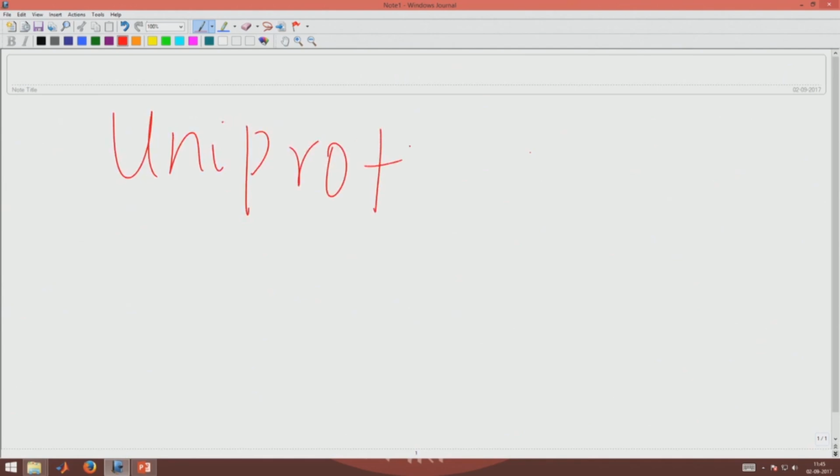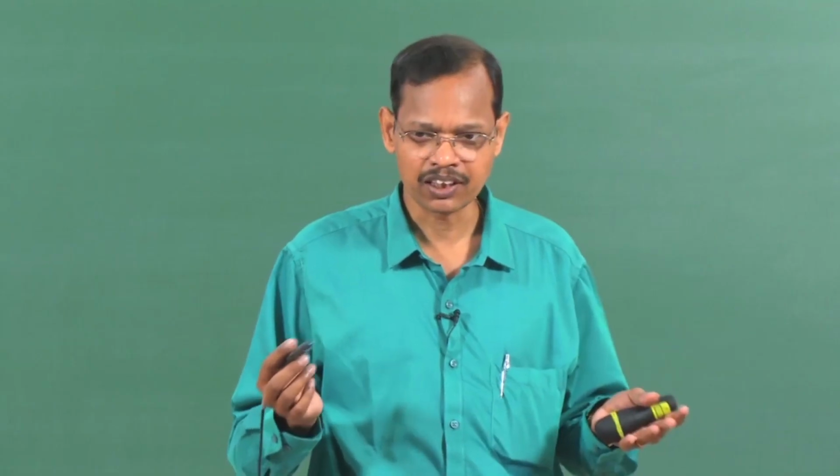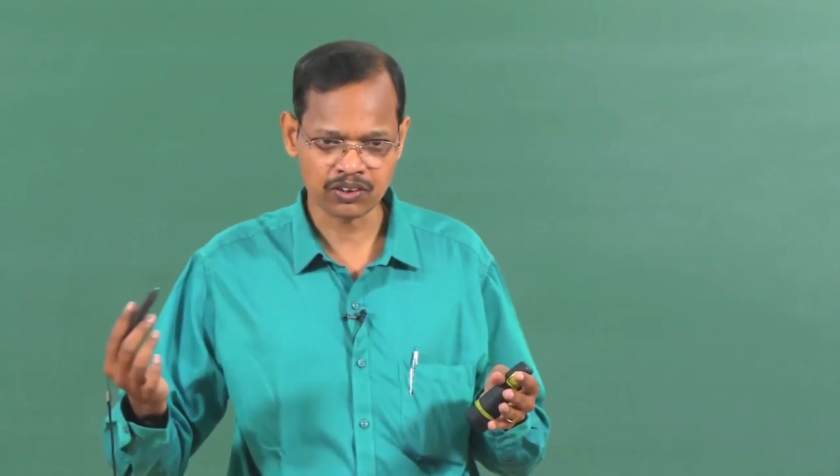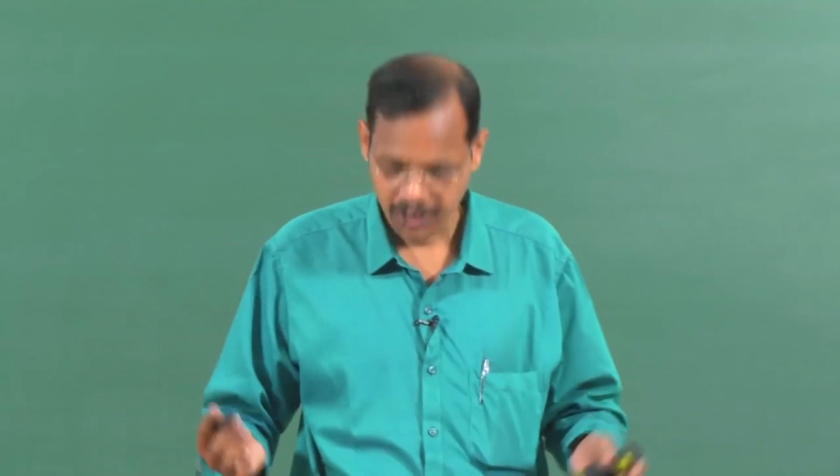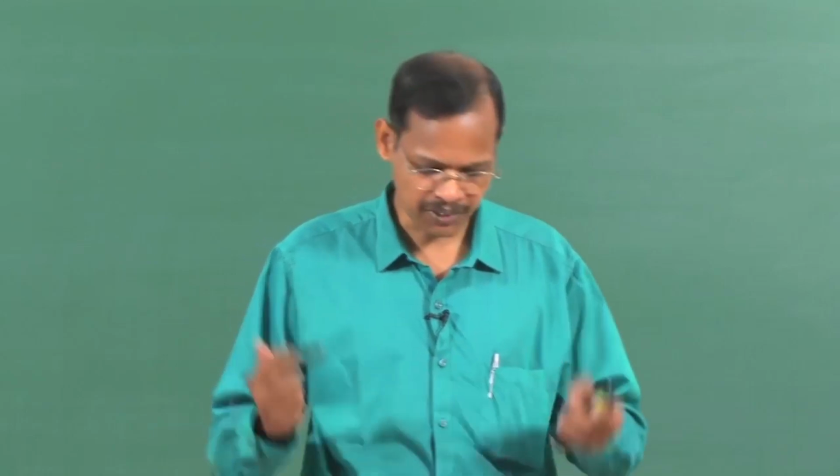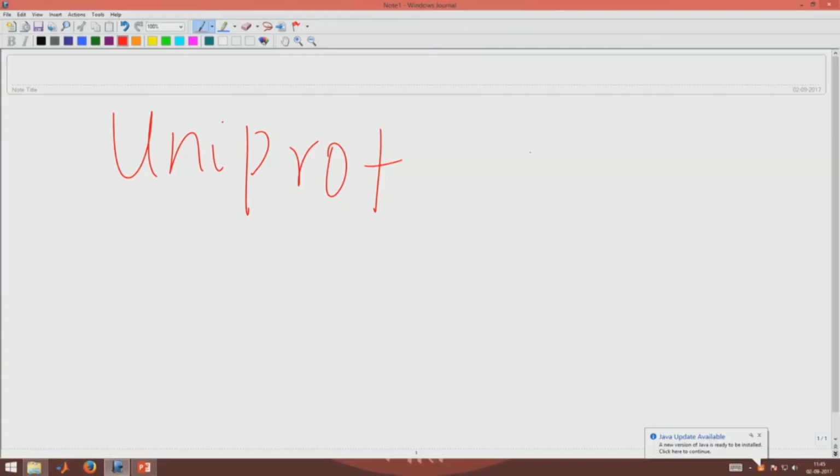So, UniProt is a database which contains protein sequence information, right. Earlier it was started with the PIR, the Protein Information Resource. In the meantime, Swiss-Prot also developed a database. They merged together 10 to 15 years ago, so they made a combined effort, a consortium called the UniProt consortium.